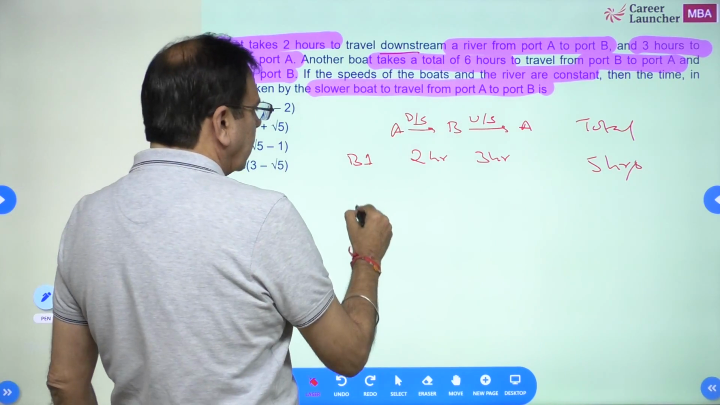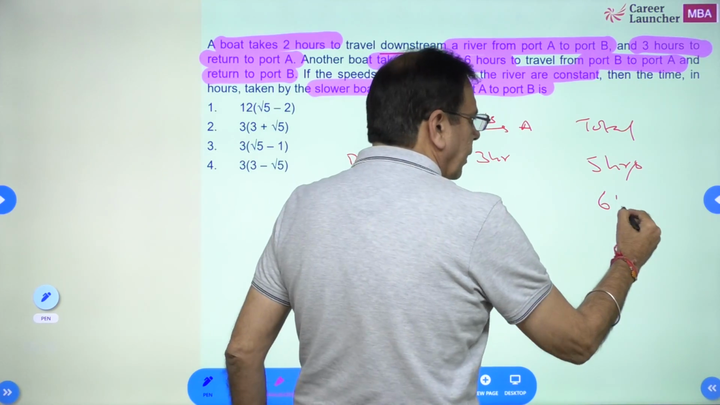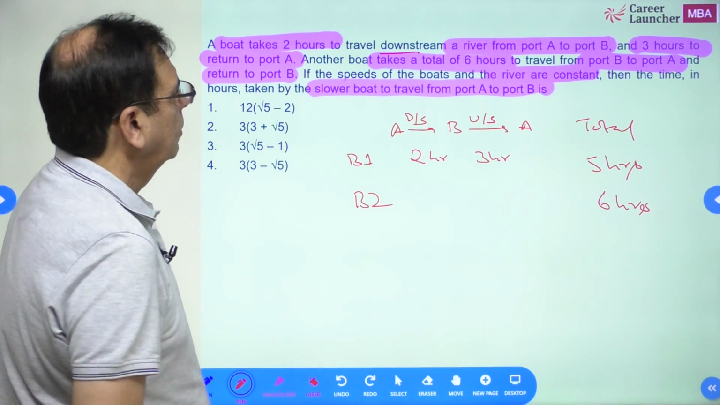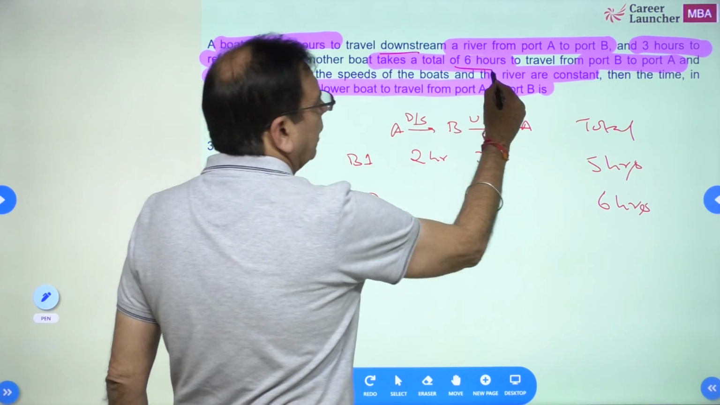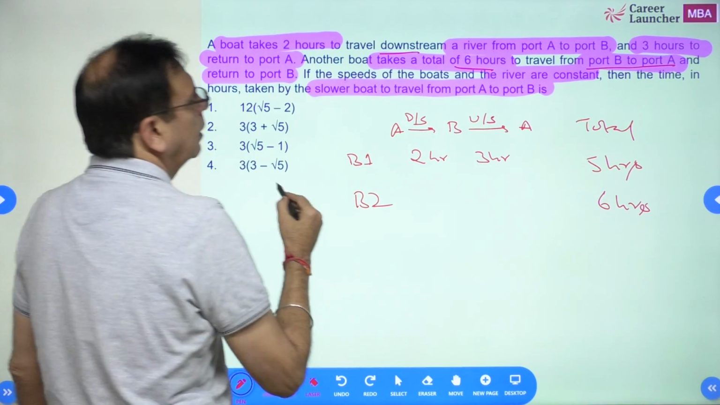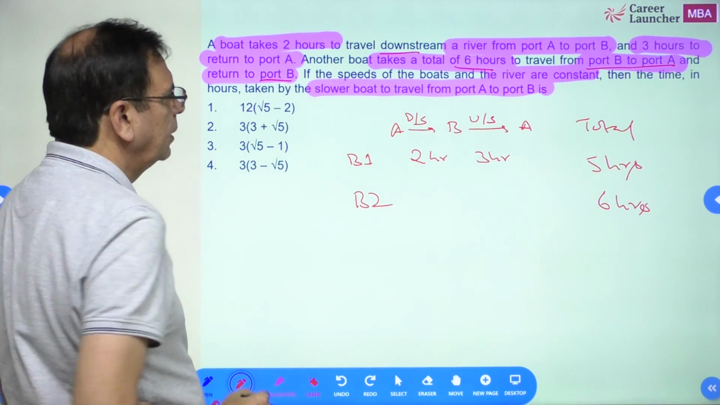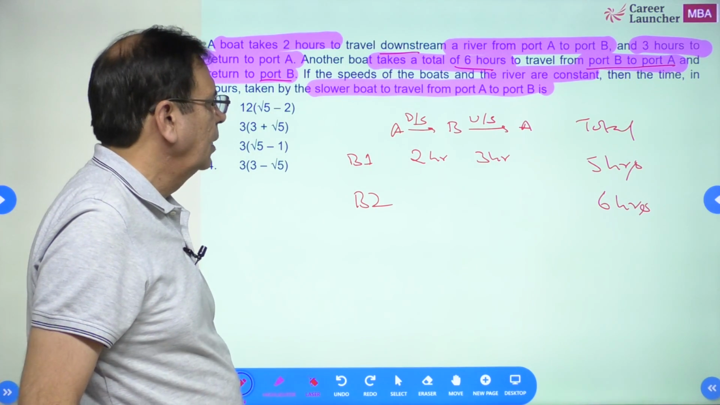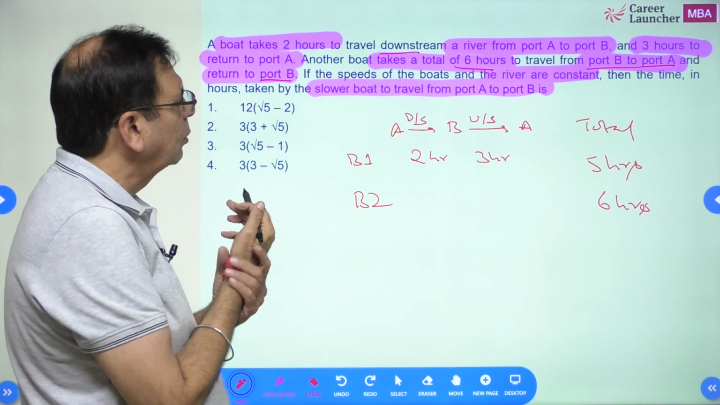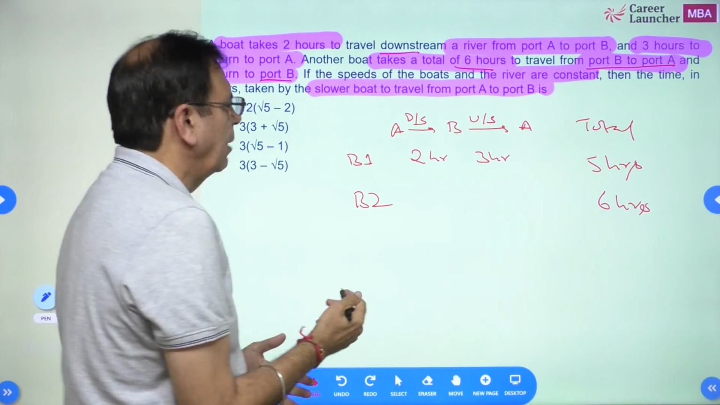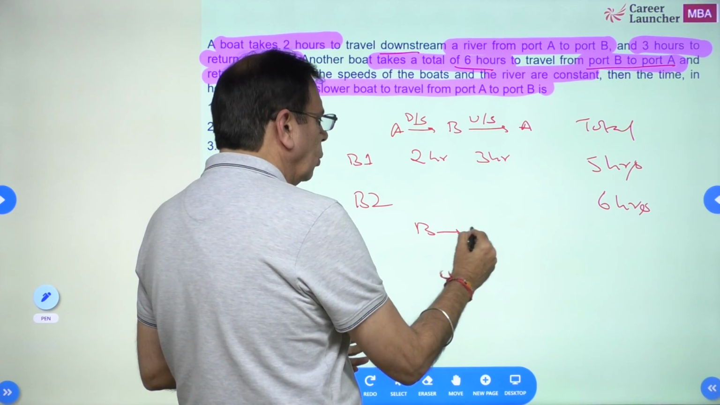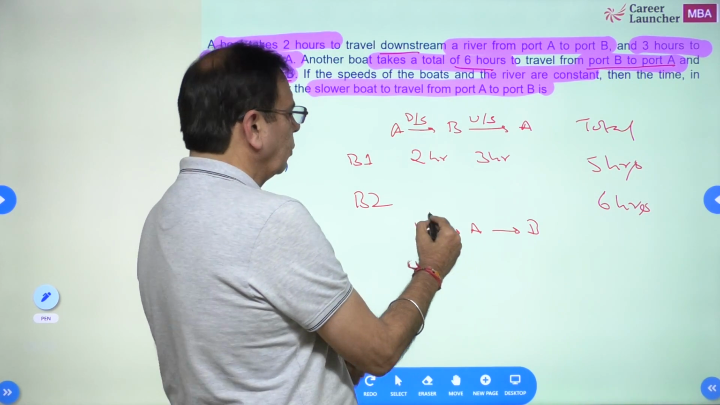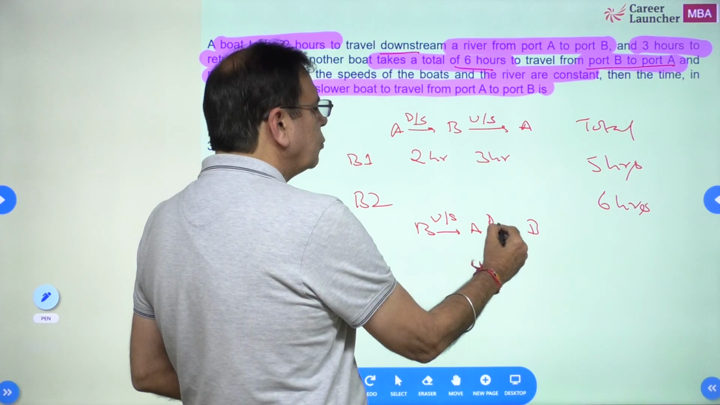Another boat takes a total of 6 hours. Boat 2 takes a total of 6 hours. There's obviously the slower boat. So it takes a total of 6 hours to travel from B to A and return to B. Now, it is a slower boat. What is it doing? It is doing B to A to B. Again, B to A will be upstream, A to B will be downstream.